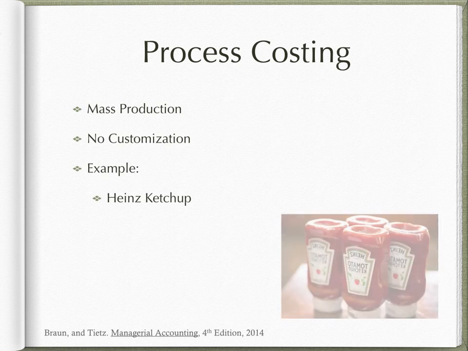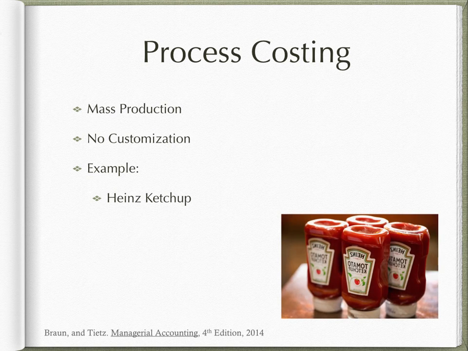Take Heinz ketchup, for example. Every bottle of ketchup they produce is the same, so in theory, it would cost the same to manufacture each bottle. Therefore, Heinz ketchup would use process costing to find the cost of producing one unit.